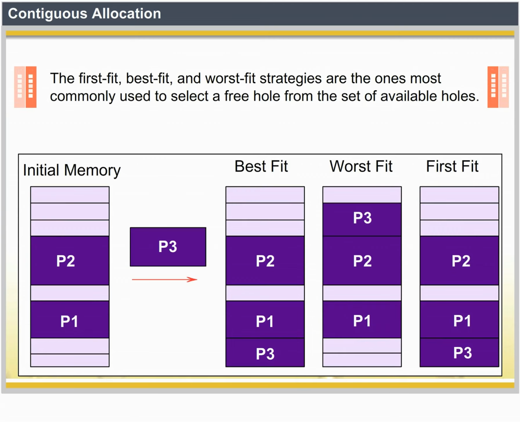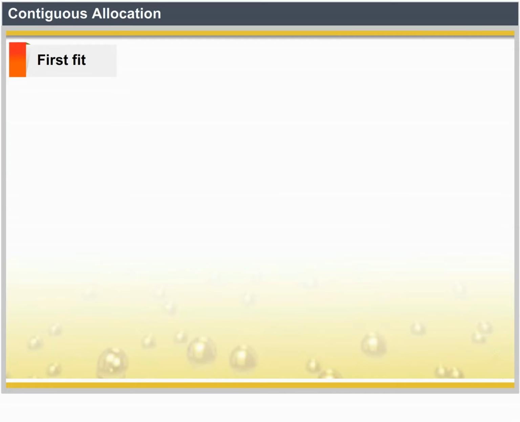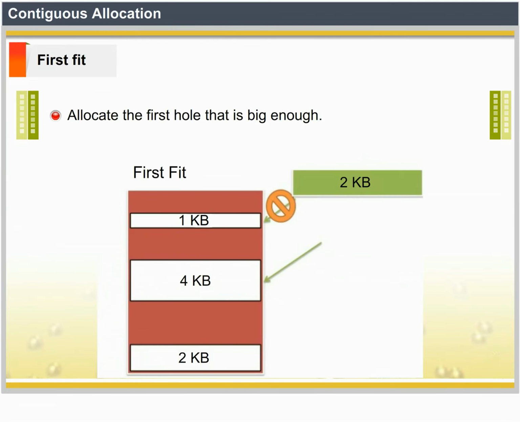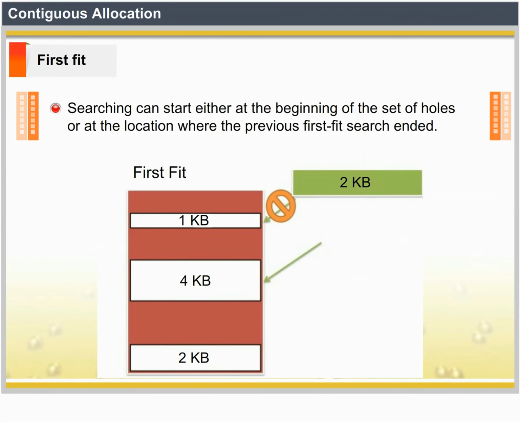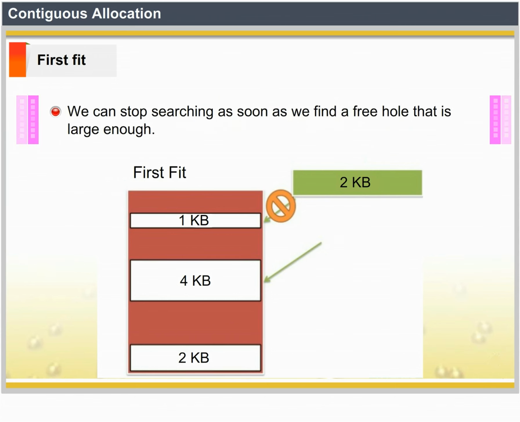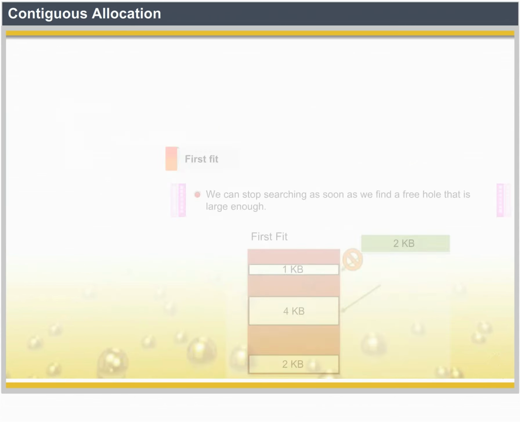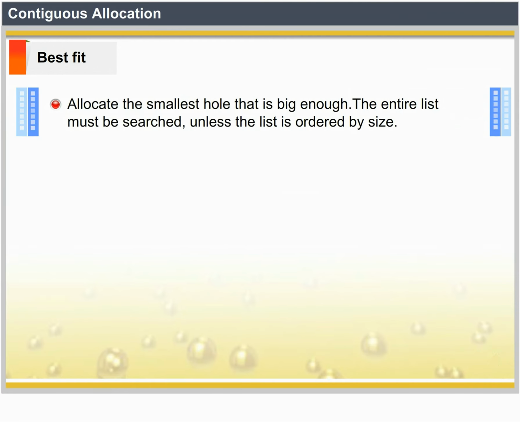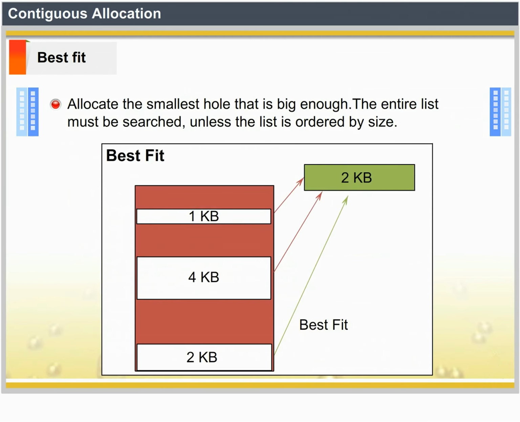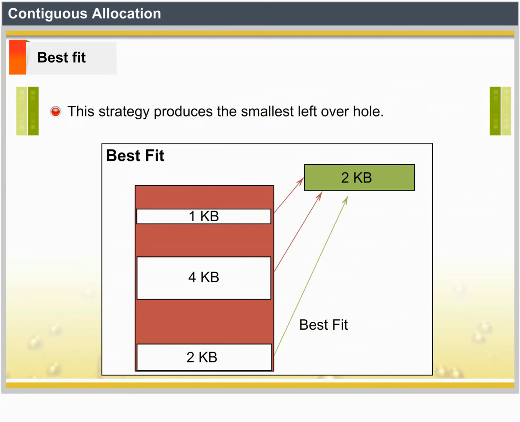First fit. Allocate the first hole that is big enough. Searching can start either at the beginning of the set of holes or at the location where the previous first fit search ended. We can stop searching as soon as we find a free hole that is large enough. Best fit. Allocate the smallest hole that is big enough. We must search the entire list unless the list is ordered by size. This strategy produces the smallest leftover hole.